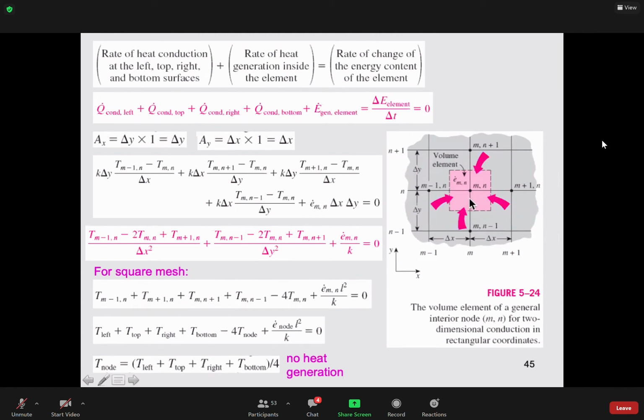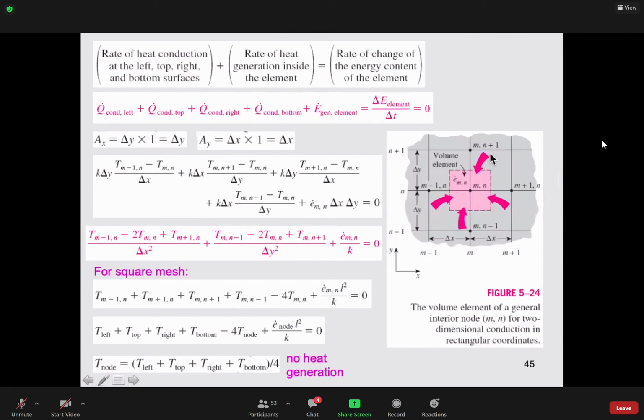When you have a node here, the distance between this node and this node is equal to delta x. From this node to this node, delta x. And here is delta y, and here is delta y. Therefore, we have to specify the mass associated with that node. Therefore, here again we write, here is the distance delta x.